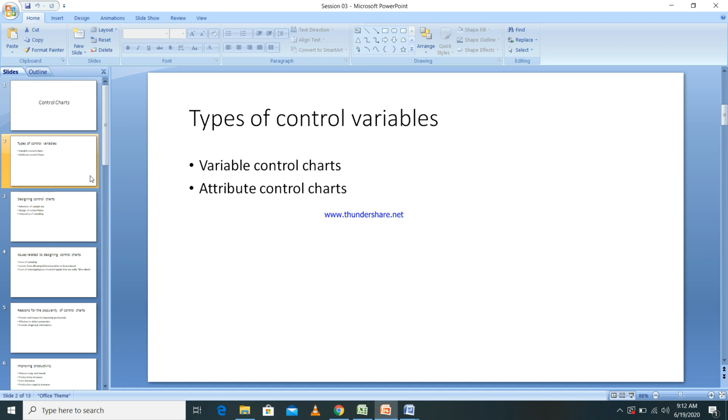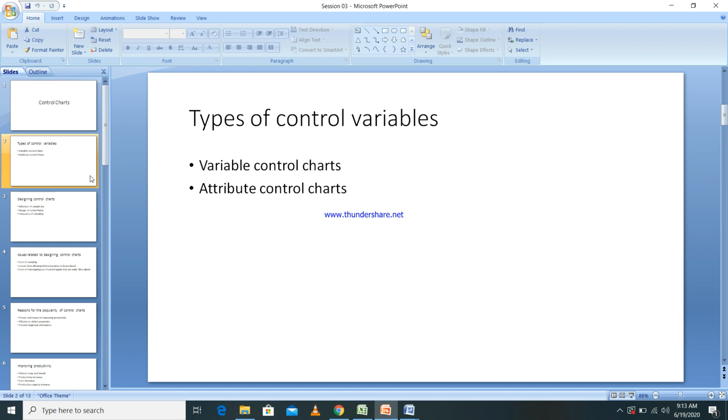When it comes to a variable control chart, in order to calculate the target value and its variation, you consider a numerical, or in other words, a quantitative variable. For example, it can be the waist size of your garment, or it can be the length, or it can be the lifetime of a bulb, right?